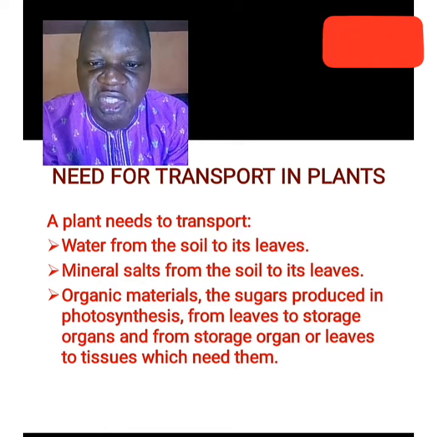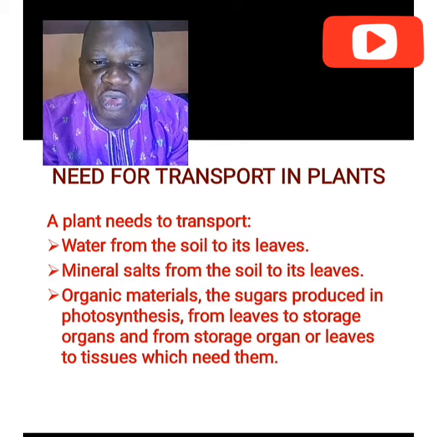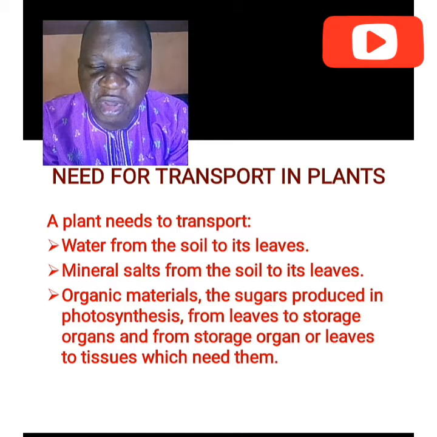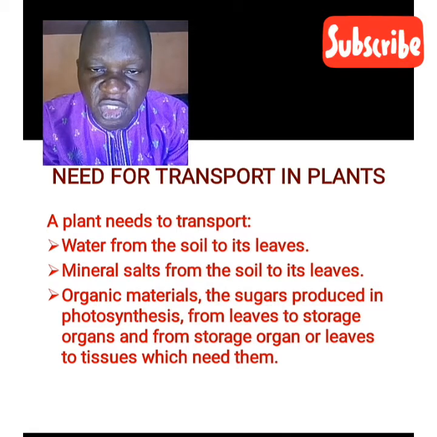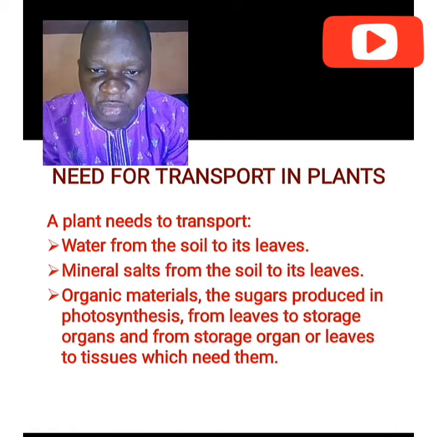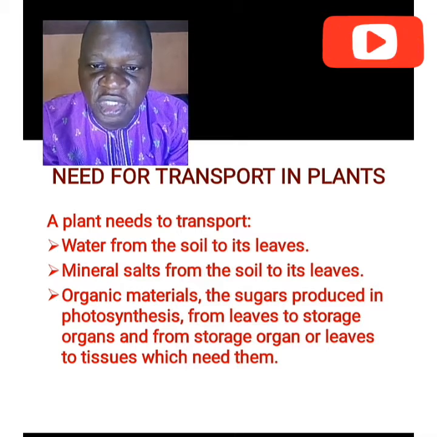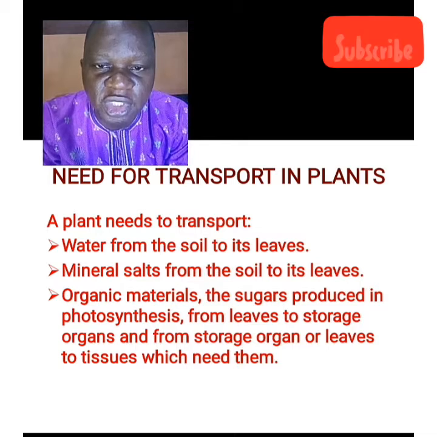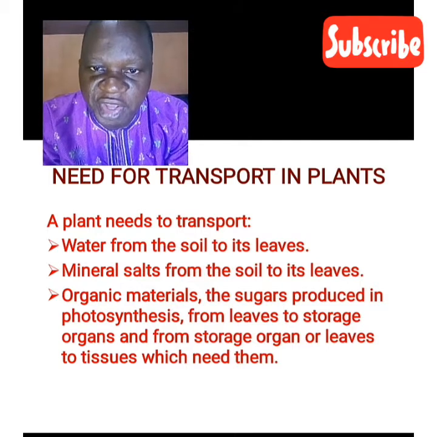Number one need is water must move from the soil to the leaf of the plant, because the leaf is responsible for photosynthesis. For that to happen, water is important, so water must move from the soil. So that's the need for a transport system. And you also have mineral salts from the soil to the leaf. Very important, and that is another need for transport.